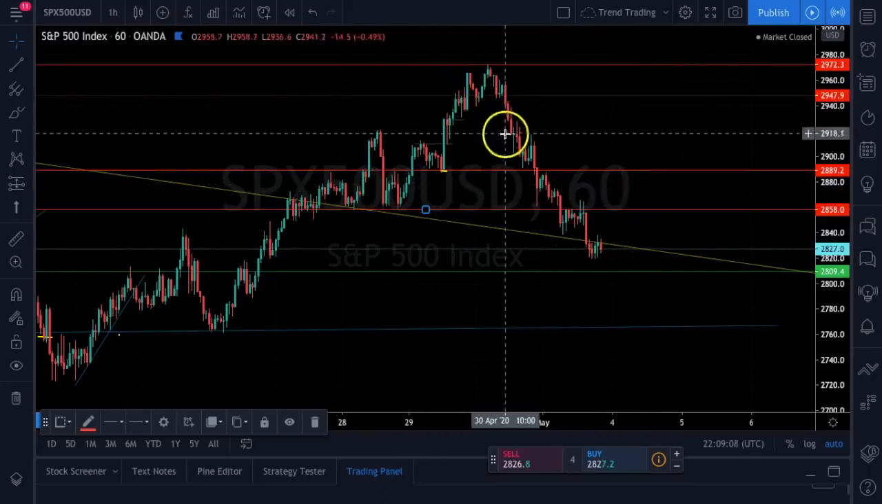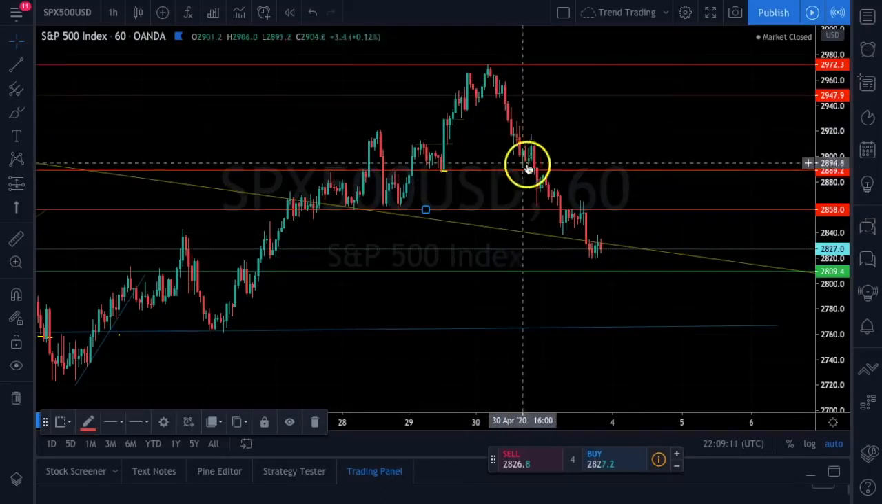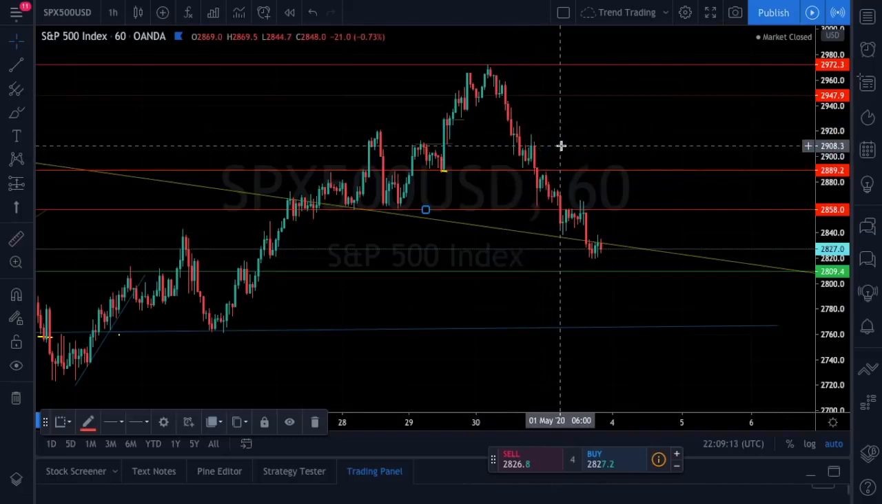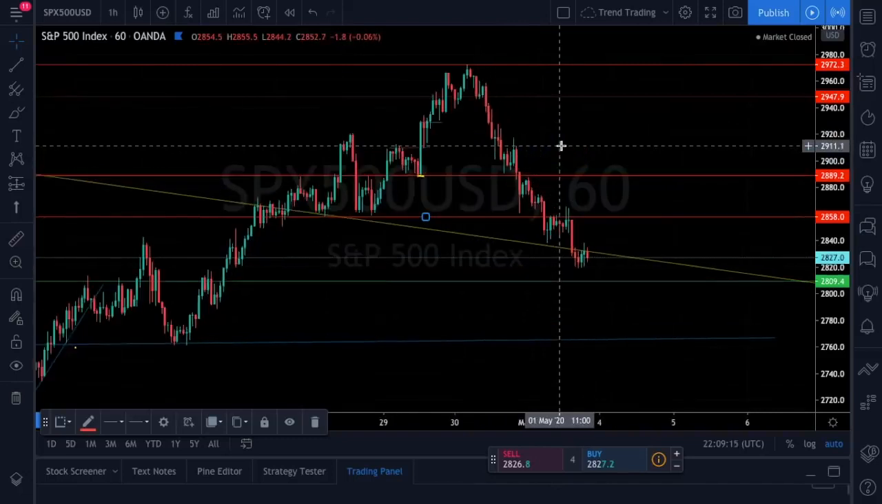I've now explained to you why I went neutral, why I wasn't looking to buy off of this support over here, and why I thought it was a better idea to be on the sidelines waiting and watching. Now we're going to look at where we are today.